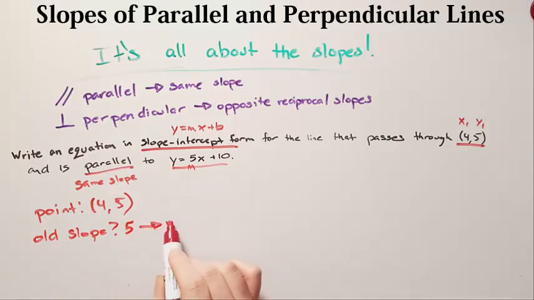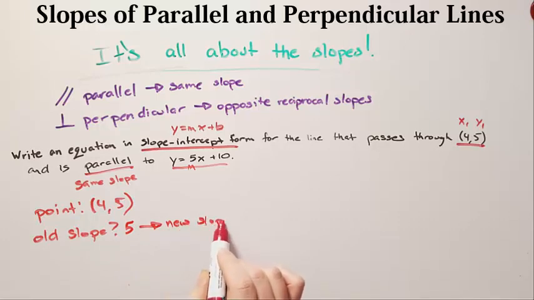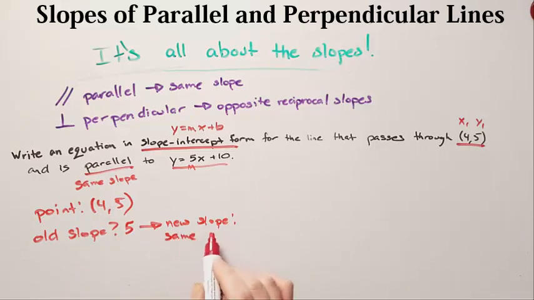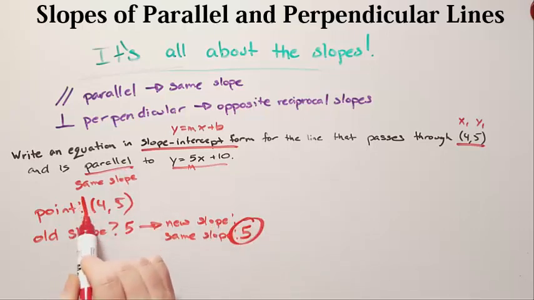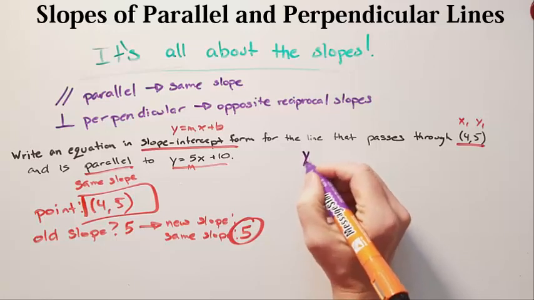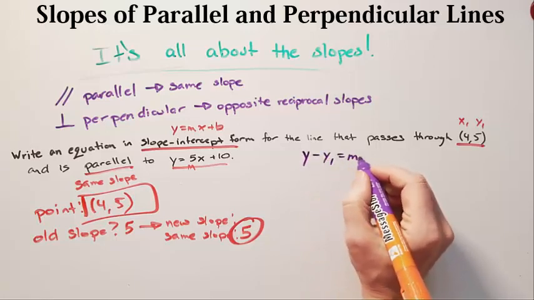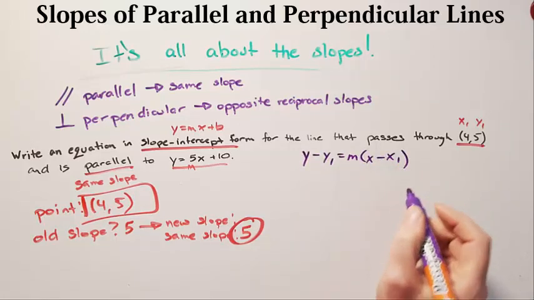I need to figure out what my new slope is. So my new slope, I asked for a parallel line, so my new slope needs to be the same slope. And if it's going to be the same, that means I also need it to be 5. So I have a point and I have a slope. So this is the slope I'm using because it's the same slope because they asked for a parallel line. And this is the point they told us to use. So since I have a point and a slope, we're going to use point-slope form. So y minus y1 equals m, and in parentheses, x minus x1.